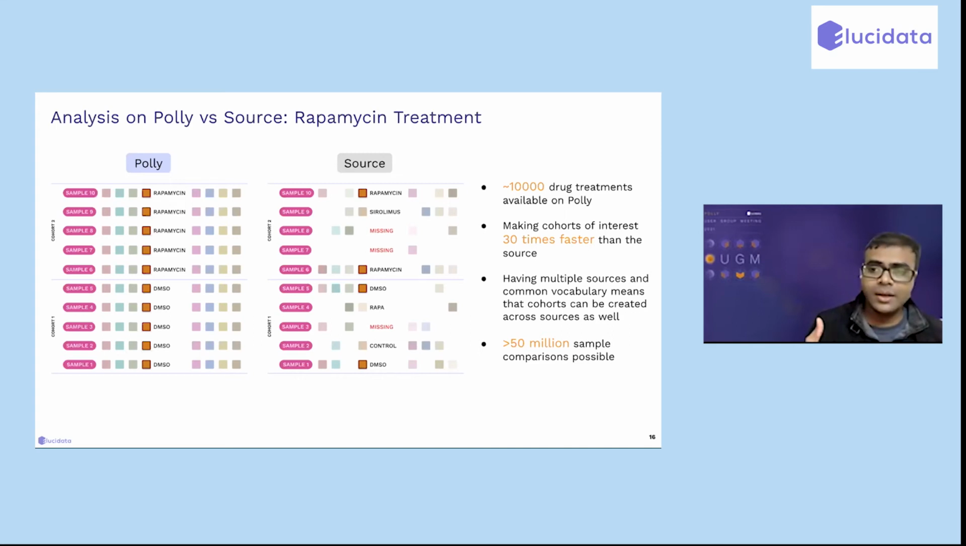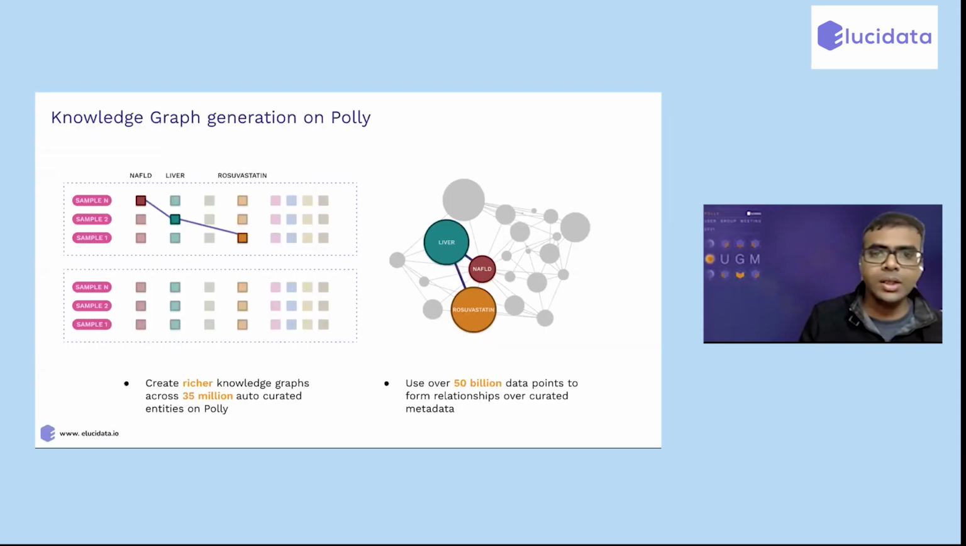And imagine there are around 10,000 such drug treatments available on Poly. That scales it up and gives you a lot more freedom to work with a lot more data across different kinds of drug treatments. And the same goes for tissue, cell line, etc. So there's a lot that can be done with this kind of curation, and more than 50 million sample comparisons are possible. So you can do a lot of analysis at scale. This is another advantage that one has when they have curated data.